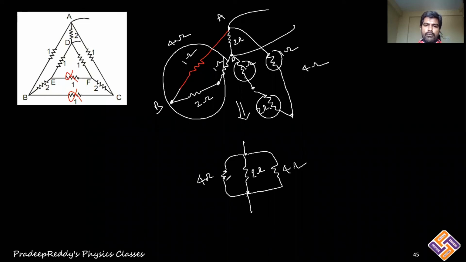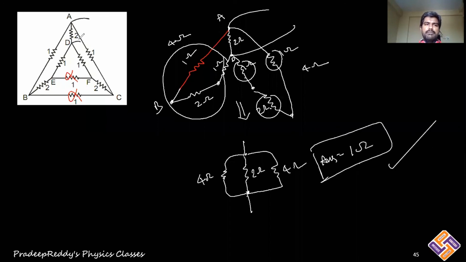And how are this 2 ohm, 4 ohm, 4 ohm, 2 ohm connected? They are connected in parallel. 4 ohm and 4 ohm, connected in parallel, will become 2 ohm. 2 ohm and 2 ohm, again connected in parallel, will become 1 ohm. So the answer is 1 ohm. That is the effective resistance between A and D.